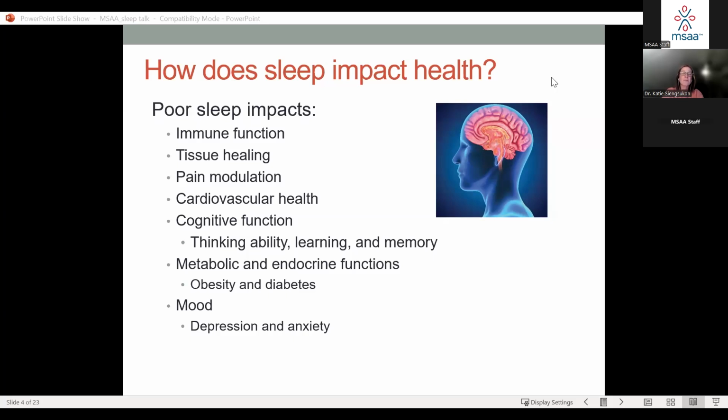We also know that sleep's very important for our metabolic and endocrine systems. If you're not getting adequate sleep, that puts you at a higher risk of developing obesity and diabetes as well. And sleep dramatically impacts our mood. This may not be a huge surprise: people who are not getting adequate sleep are at a higher risk of developing depression and anxiety. This is across the general population, not specific necessarily to people with multiple sclerosis.